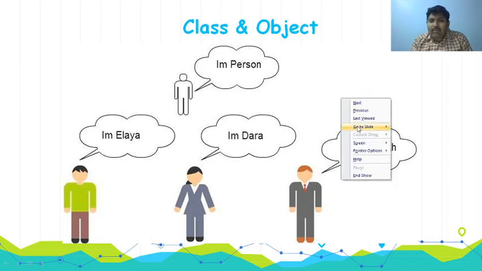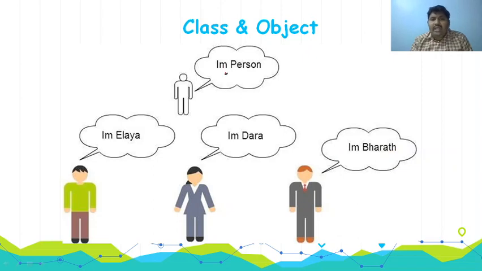Why? Because that particular grouping information is given by my class. My class is telling who is a person: the person should have a name, two legs, hands, mouth, nose. Like that is called a person. Based upon that information, I am grouping all these objects under a single umbrella. So a class will group several objects together.